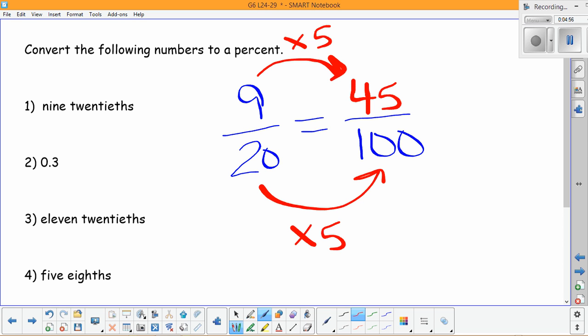That means 9/20 is equivalent to 45 hundredths. And knowing what we know from yesterday, I can convert 45 hundredths to percent by writing the numerator, 45%.